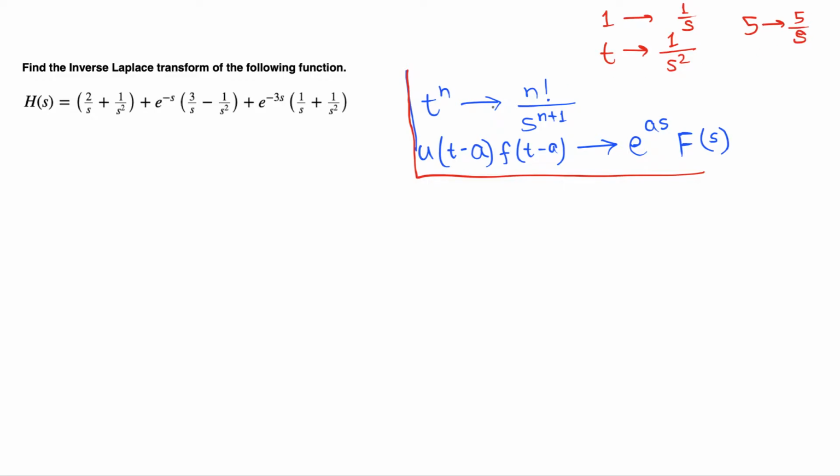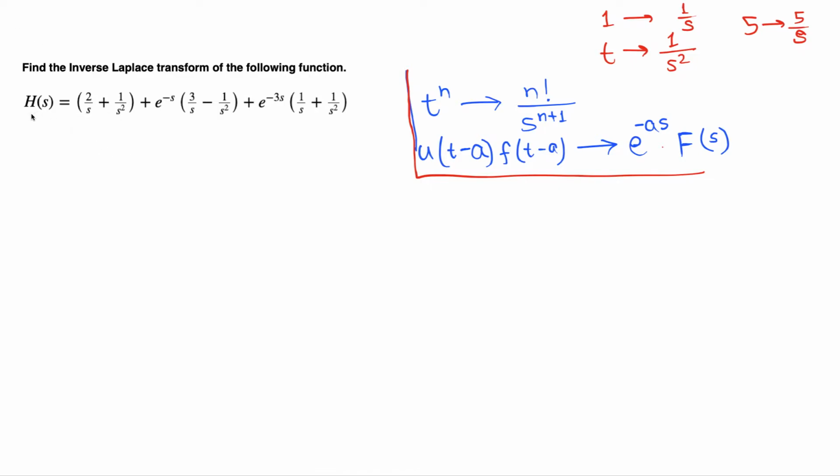Then if there is a product like e raised to something, by the way, this is negative, e raised to negative as and some function of s, in that case, that is the Laplace transform of u(t minus a), the unit step function, times f(t minus a). And these are like e to the negative as and some function. So I'm just bringing this up here from the table. Okay, so let's do it.